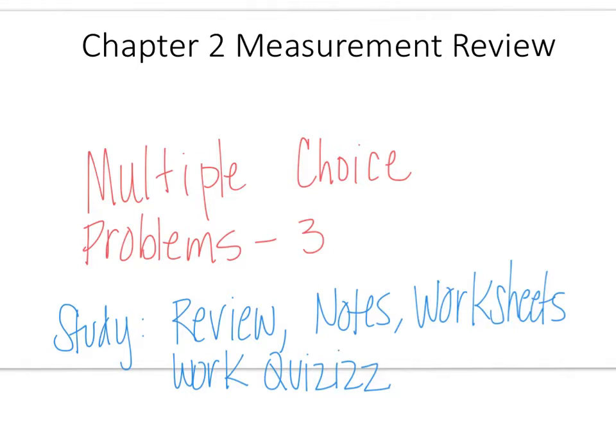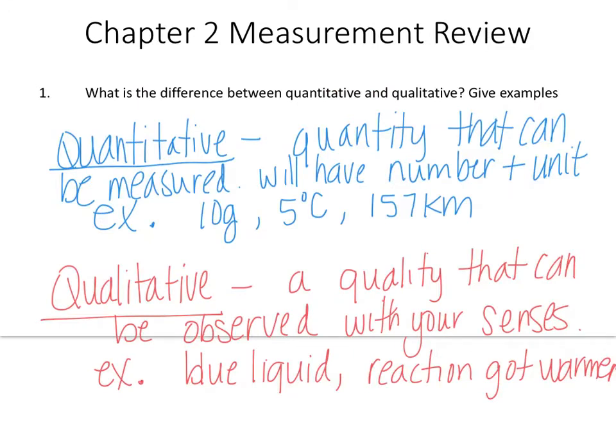So let's get started with question 1. Question 1 wants to know the difference between quantitative and qualitative data and to give examples. So I've written here that quantitative, remember, has a quantity that can be measured. It will have a number plus a unit. So examples would be 10 grams, 5 degrees Celsius, 157 kilometers. It's things that can be measured.